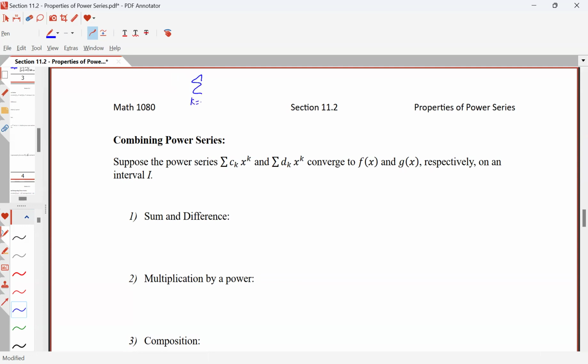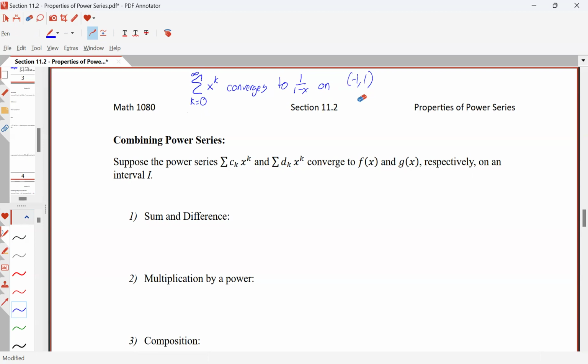we learned the property that the series k equals 0 to infinity of x to the k converges to 1 over 1 minus x on the interval -1 to 1. We saw that because of geometric series. And so this idea of a series converging to a function is what is being referenced here. And suppose they have some interval I that they are converging on. Here would be our interval.